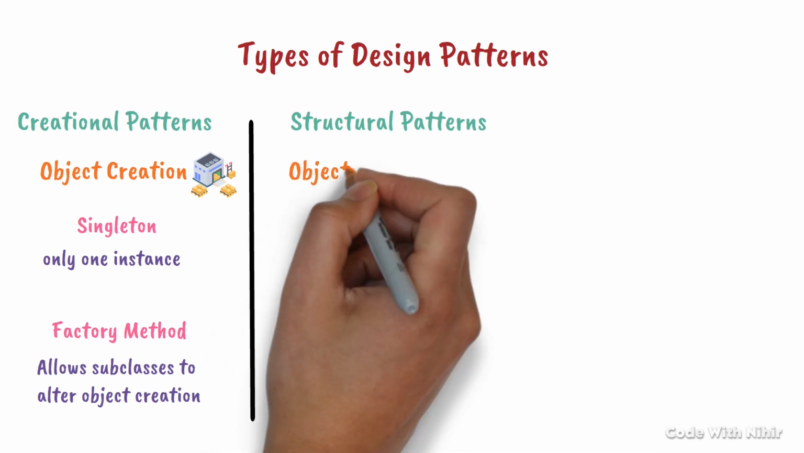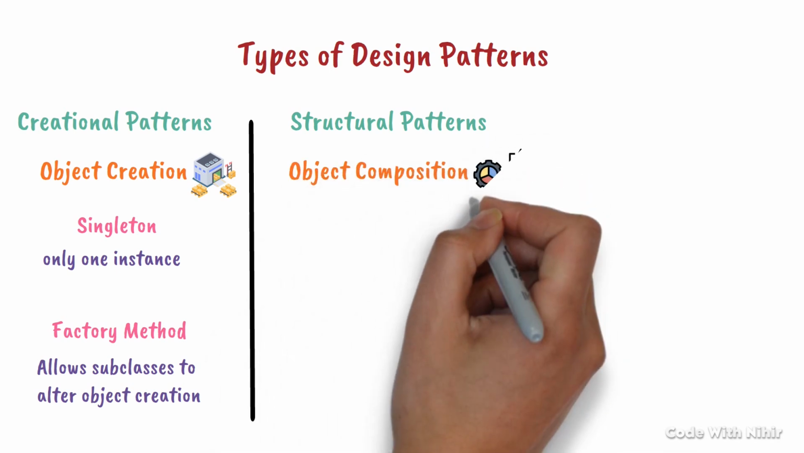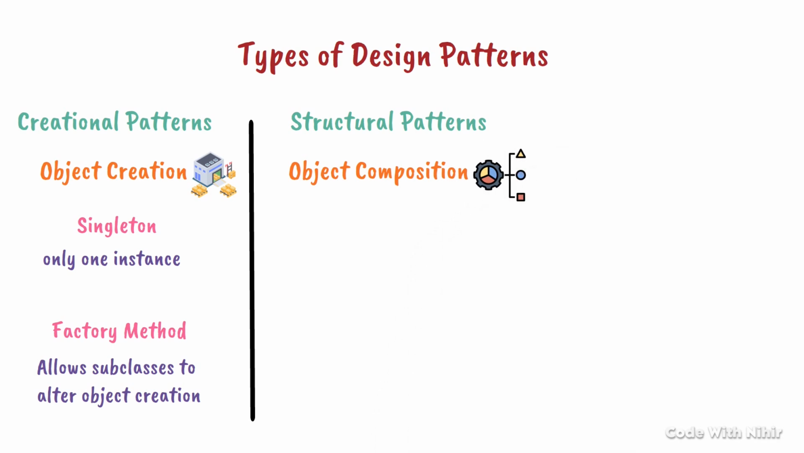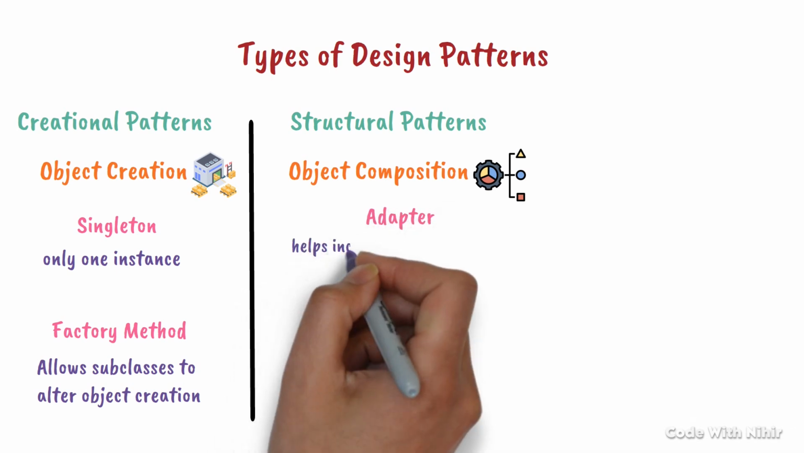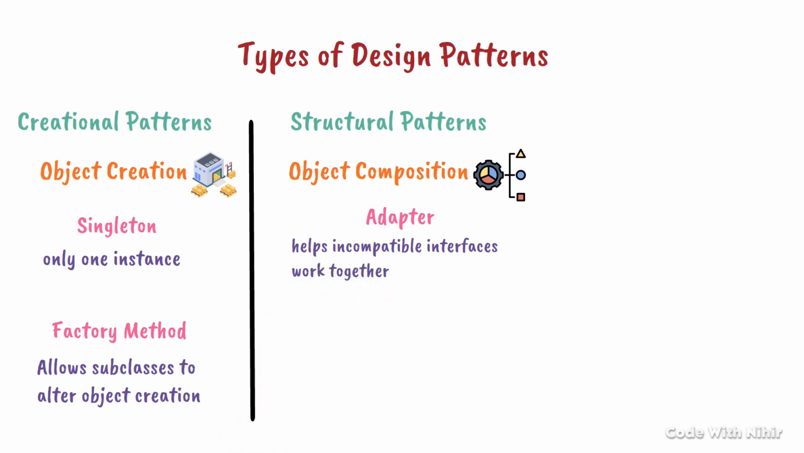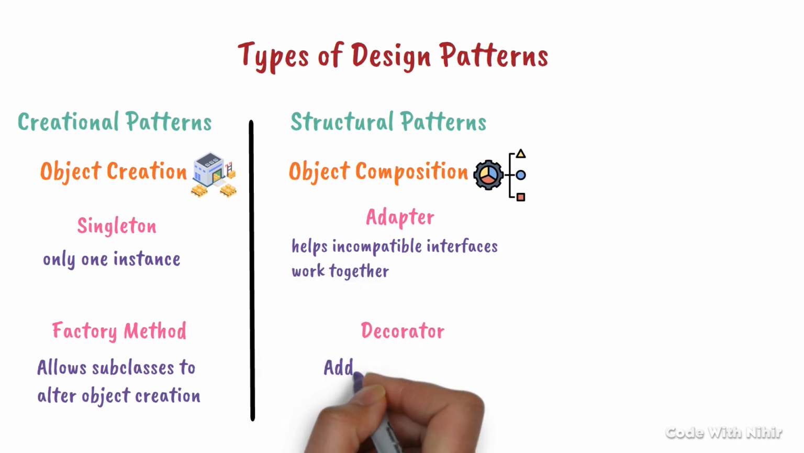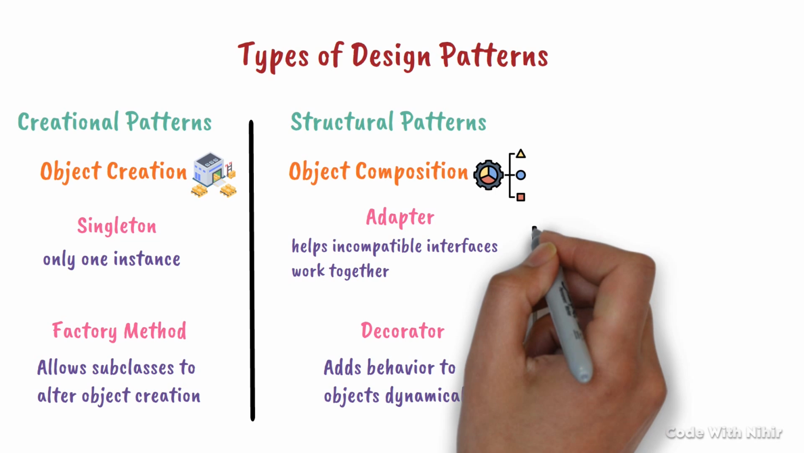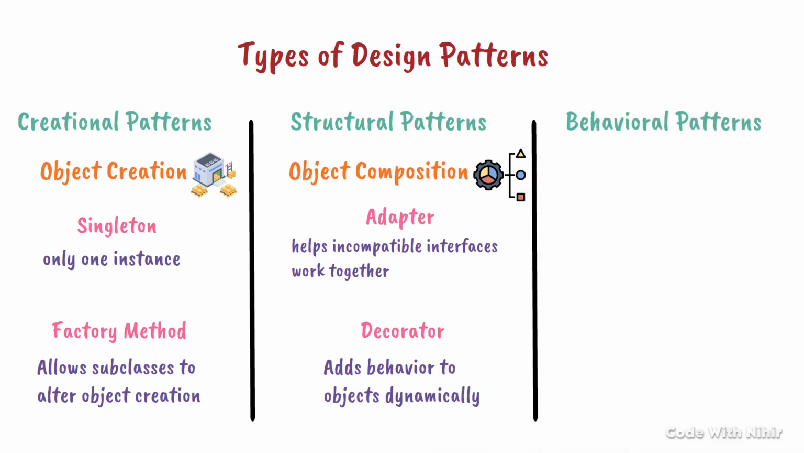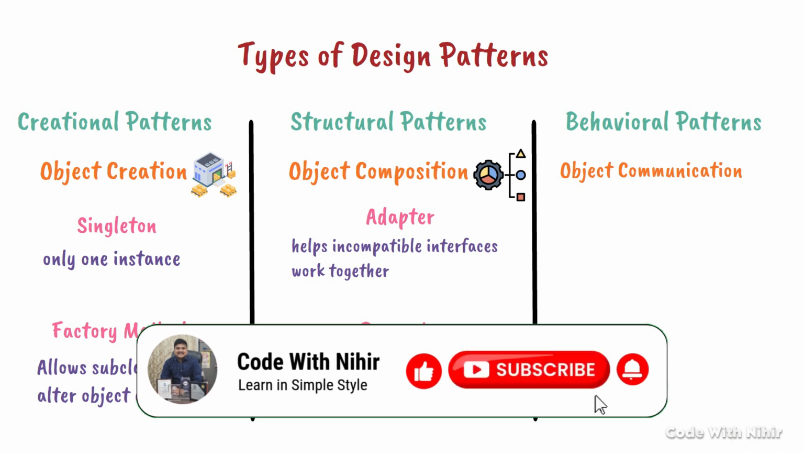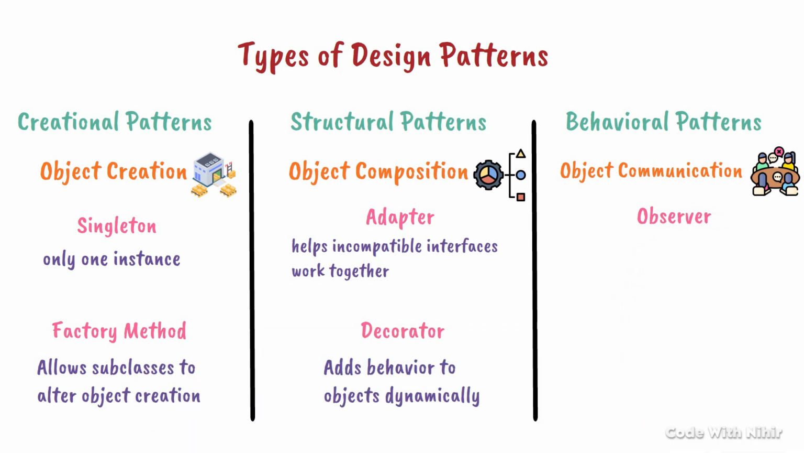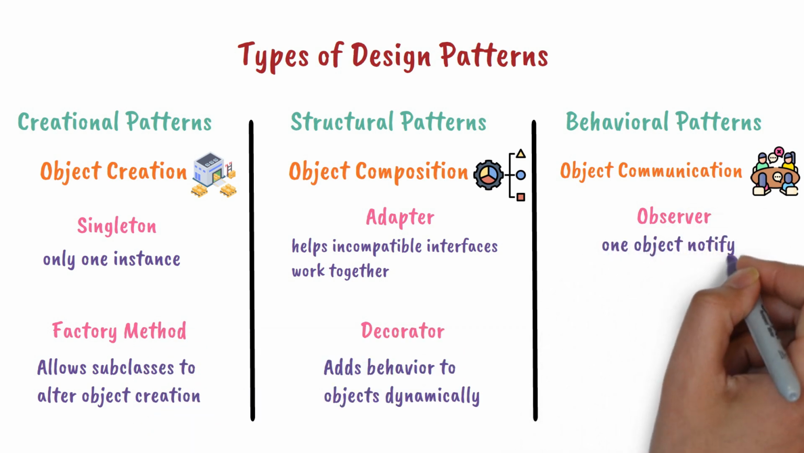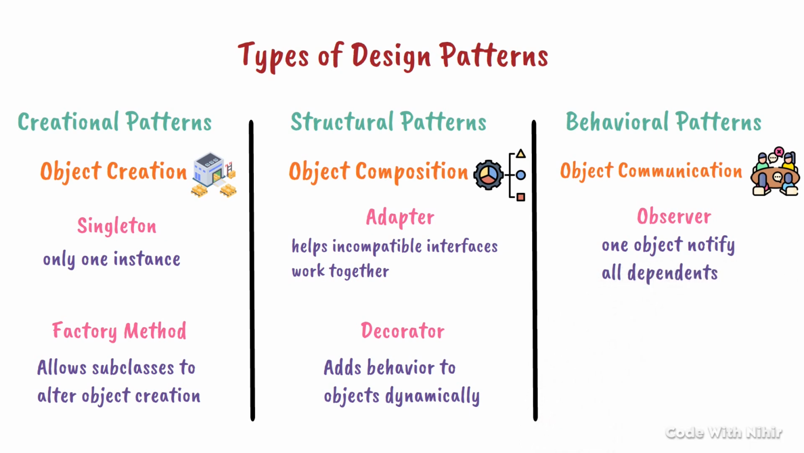Number two, structural patterns. These deal with object composition, defining how classes and objects work together to form larger subsystems. For example, adapter pattern, which helps incompatible interfaces work together, and decorator pattern, which adds behavior to objects dynamically. And number three, behavioral patterns. These focus on communication between objects, defining how they interact. For example, observer pattern. Here, a one-to-many relationship exists where changes in one object notify all the dependent objects.